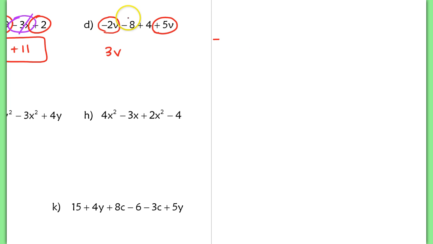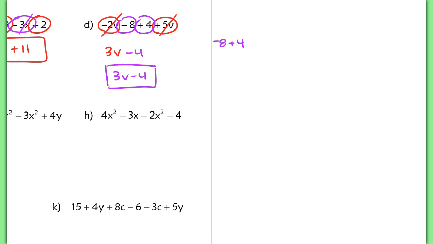Next up, let's cross those out since we're done with them. Next up, we have the negative 8 plus the 4. So in my calculator, I type in negative 8 plus 4, and I end up with negative 4. So the final answer here is just 3v minus 4 because I cannot combine these. These are not like terms.